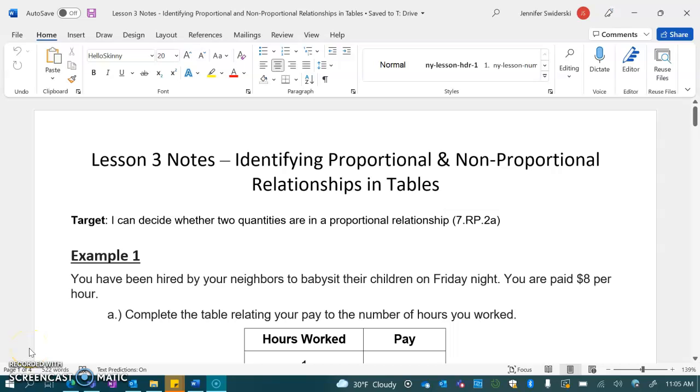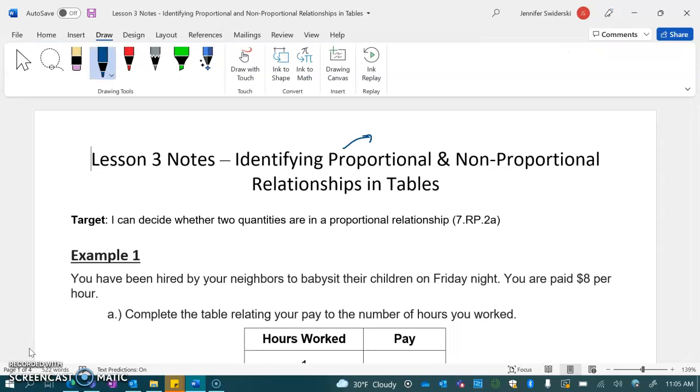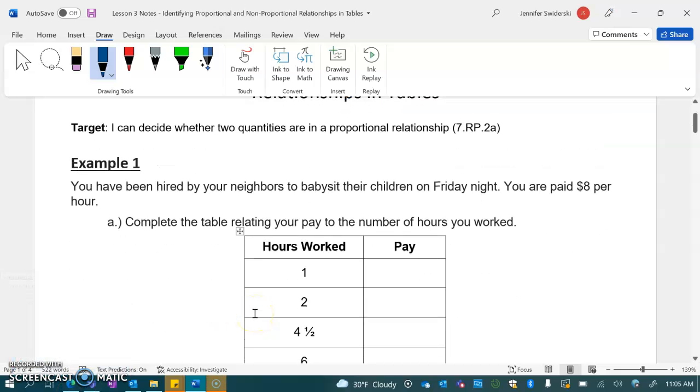All right, guys. So in our last lesson, we started talking about proportional relationships, and something that forms a proportion has a constant that is equal to each other when we divide our y divided by our x. Today we're going to be talking about tables and finding out if something's proportional based on a table, okay? And we'll decide that based on our y over our x.